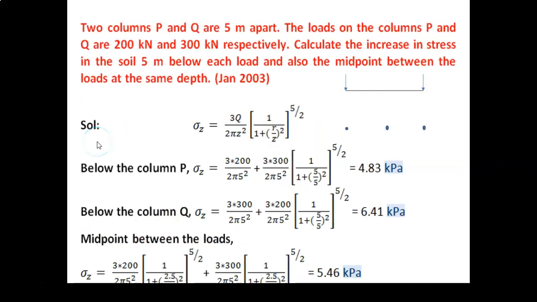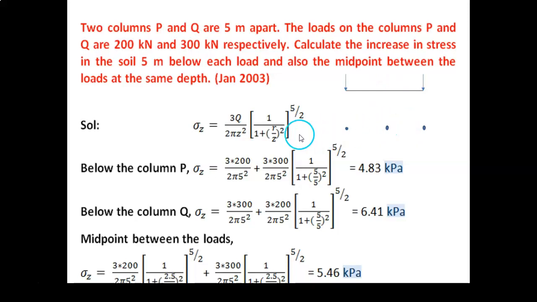Two columns P and Q are 5 meter apart. The loads on the columns P and Q are 200 kN and 300 kN respectively. Calculate the increase in stress in the soil 5 meter below each load and also the midpoint between the loads at the same depth. Assume this is column P and this is column Q. The loads are 200 kN and 300 kN. Now we have to calculate the increase in stress at a depth of 5 meter, below each load and also the midpoint between the loads at same depth.